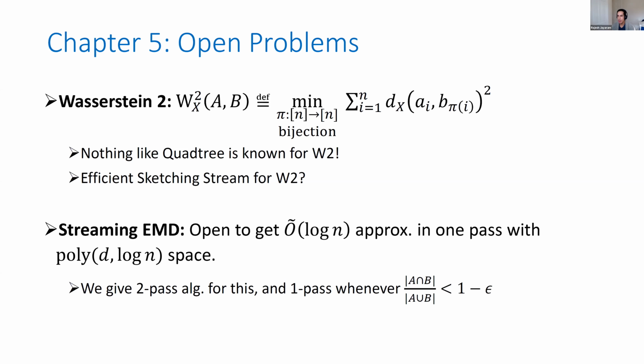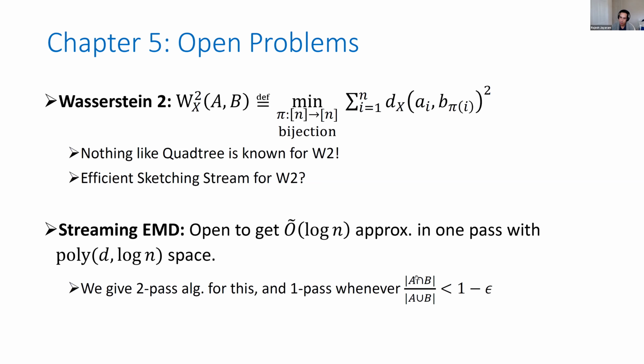At the end, instead of outputting an actual matching, I want to output an approximation. I just want to tell you what the cost is, how big the cost is. And I want a tilde O log n approximation of that cost. It turns out that we can show how to do this in 2 passes. So if you get to see the points twice, we show how to get this new approximation factor in a 2-pass algorithm.